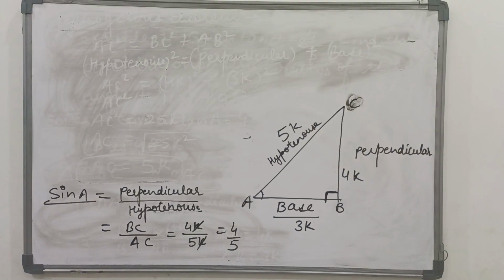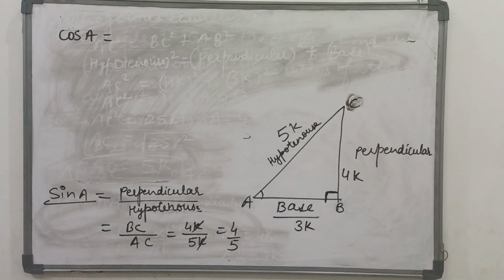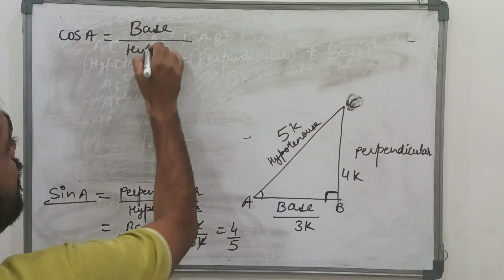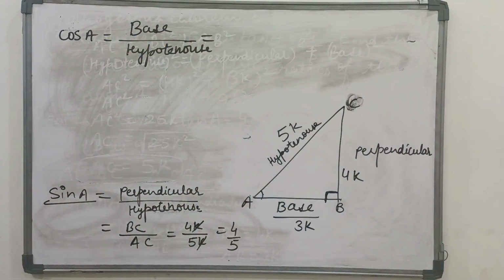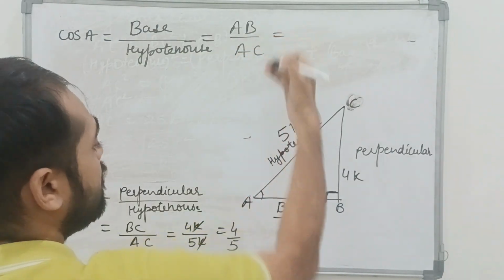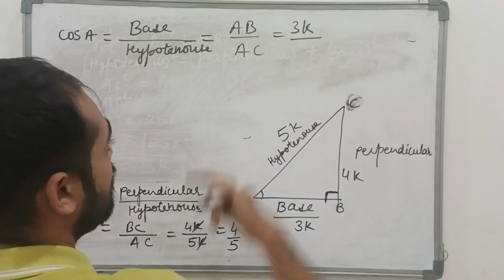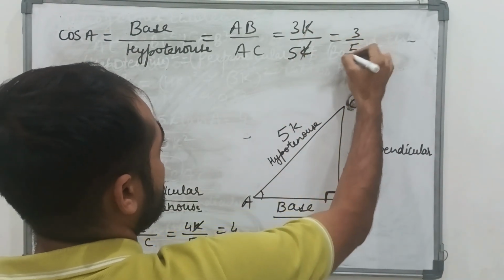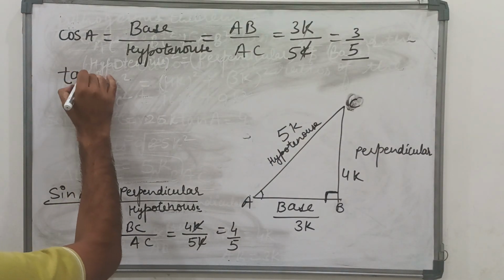Okay, so next is cos A. What is cos A? Base upon hypotenuse. The base is AB and the hypotenuse is AC, so AB is 3k and AC is 5k. The k cancels out, and this is 3 by 5. Done. Understood?